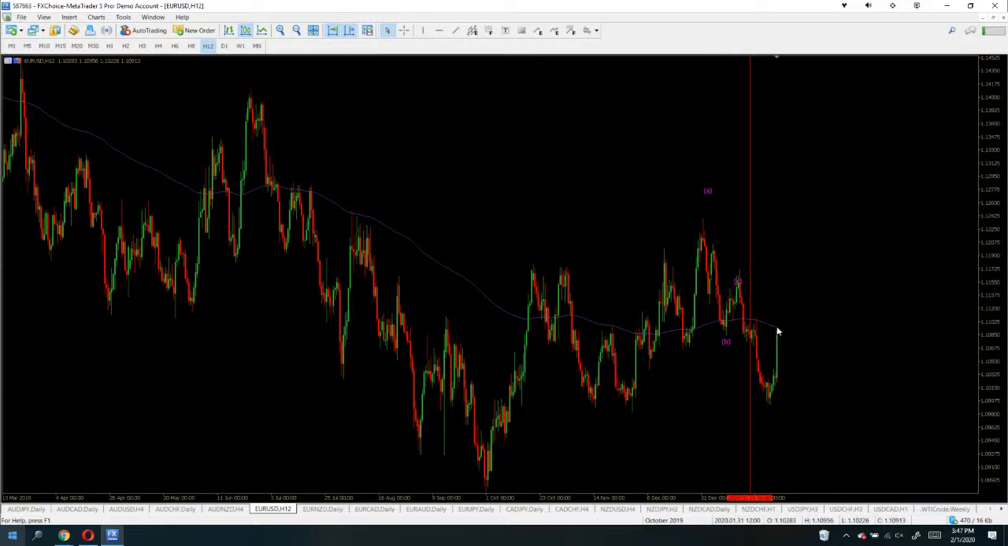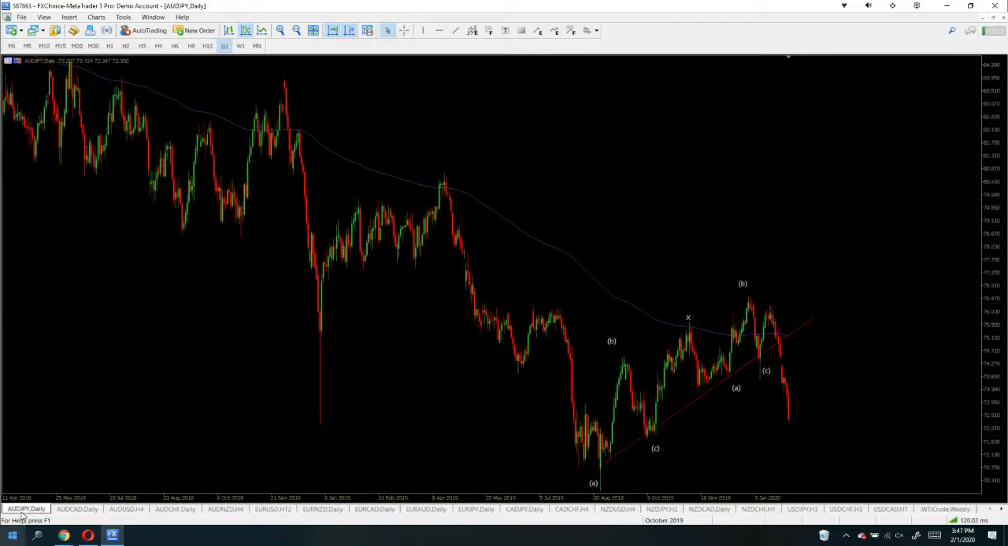Of course, it's the end of the week, so it's normal to hit a little resistance at these levels, and probably we'll see a little pullback. But I'd continue to look for long positions on the euro dollar.